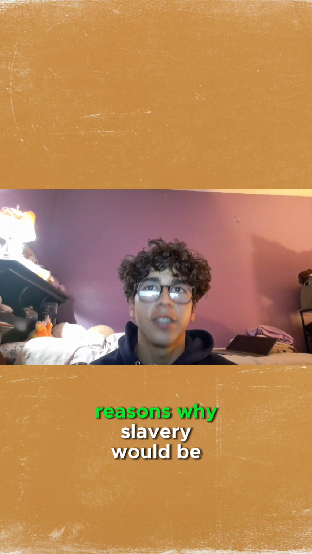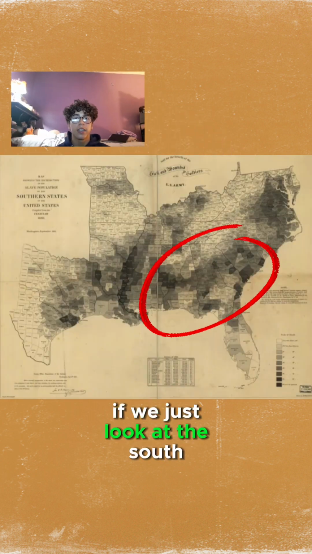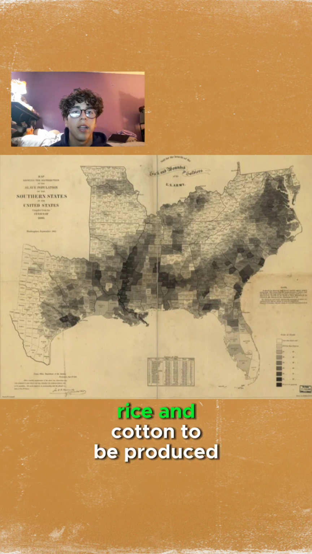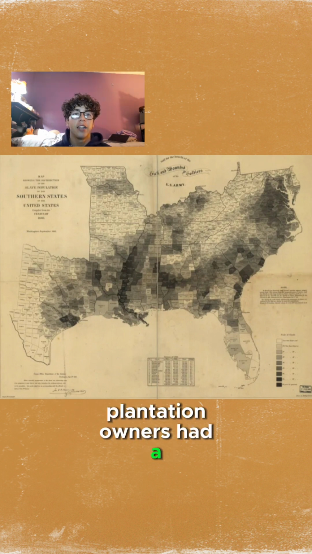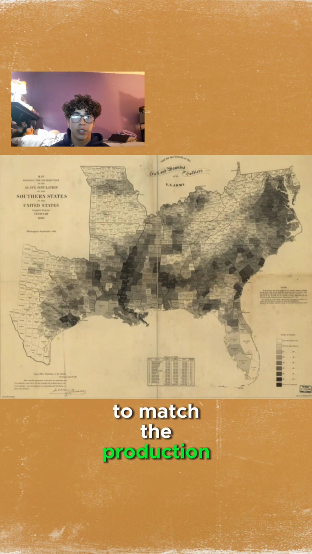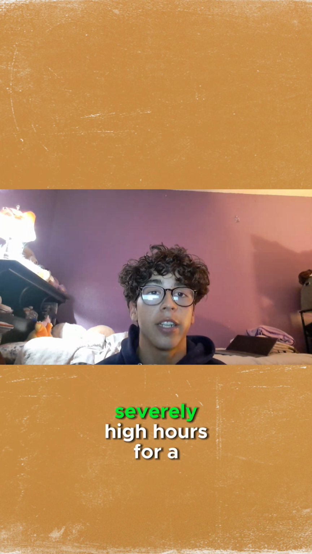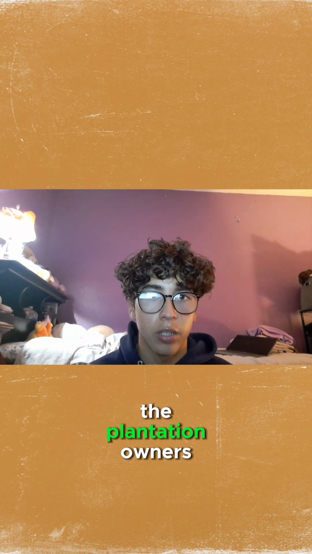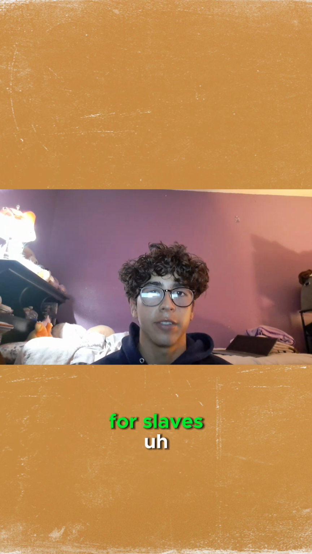There are many geographical reasons why slavery would be more prevalent in some places than it would be in others. For instance, if we just look at the South, we can see that the warm climate and weather allowed for crops such as tobacco, rice, and cotton to be produced at a more frequent rate. This frequent rate meant that plantation owners had to go and search for workers to match the production of the crops. This meant slavery. Having them work severely high hours for a severely low wage made it economically smart for the plantation owners, and of course, meant harsh labor for slaves.